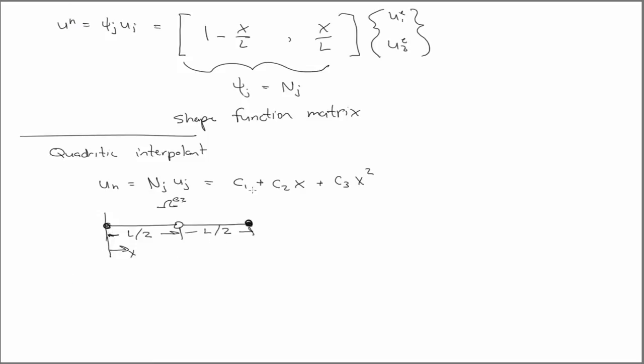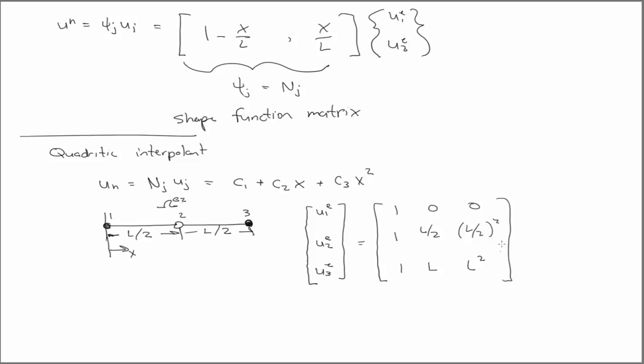I'm going to skip the step of writing it out individually, but basically what I want to do is evaluate this approximate function at each of the nodes and write it in matrix form. So we wrote it out before, but now I'm just going to write it right in matrix form. I have 1, 0, 0; 1, L over 2, L over 2 squared; 1, L, L squared; times C1, C2, C3.